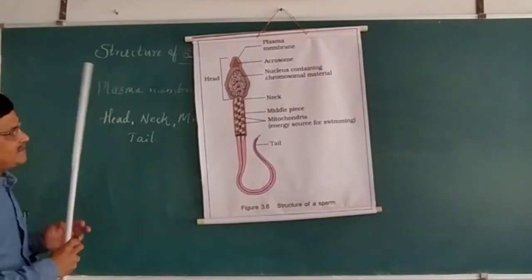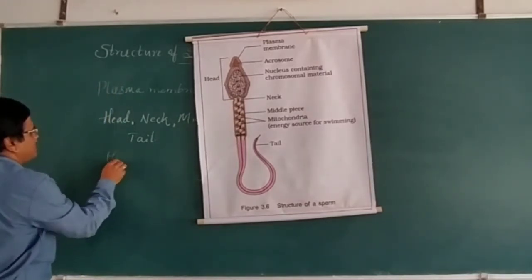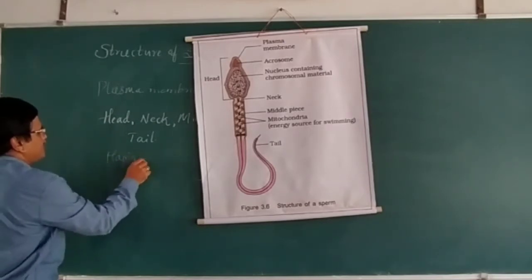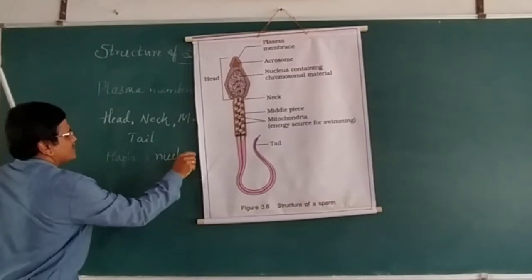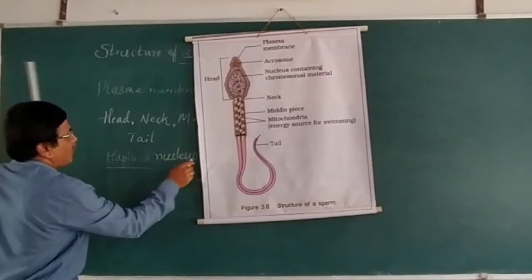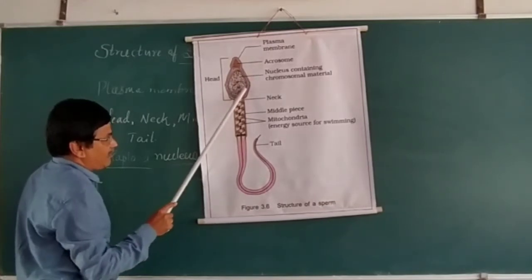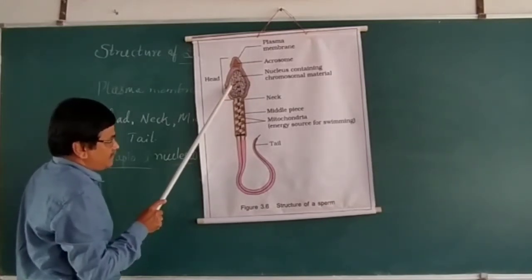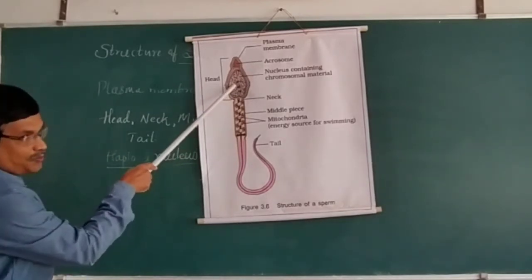The anterior region, the head, is elongated and it encloses a single haploid nucleus, and this haploid nucleus is elongated in shape. It contains 23 chromosomes.